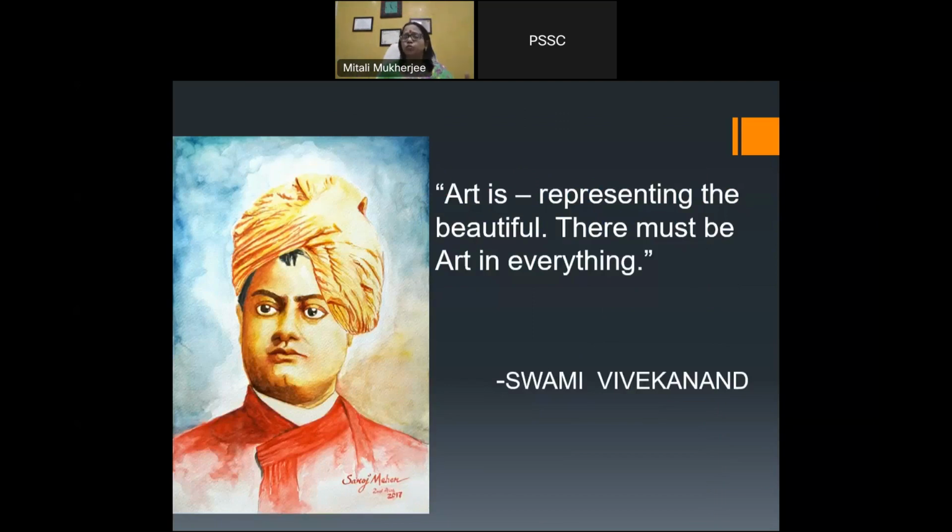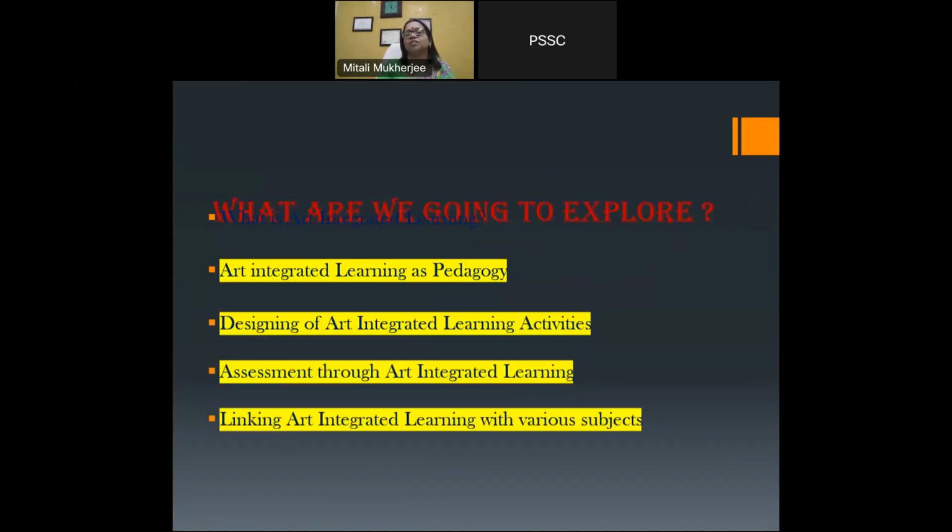My building should look beautiful. My classroom should look beautiful. My notebook should look beautiful. My book should look beautiful. My class and my teaching should be beautiful. So how can it be beautiful? When you amalgamate art in your classes. So you please use art integrated learning as a pedagogy.